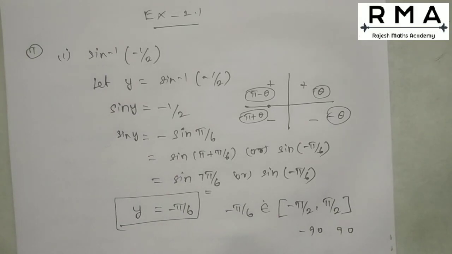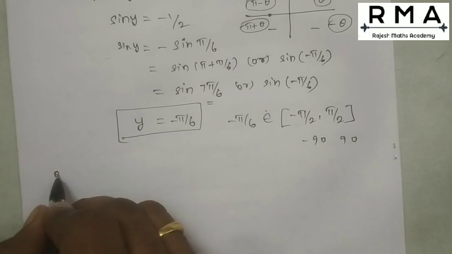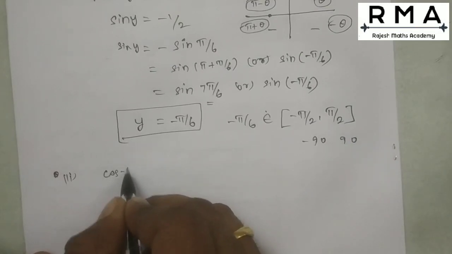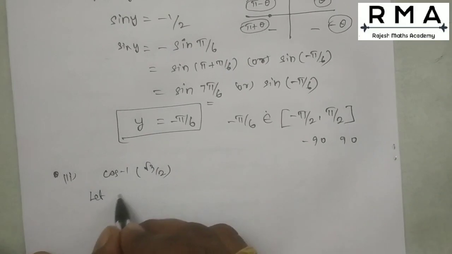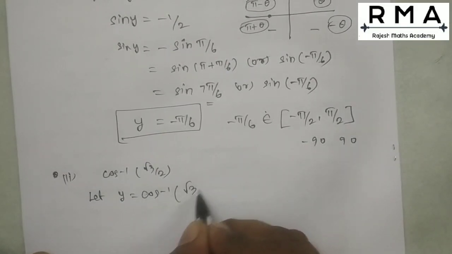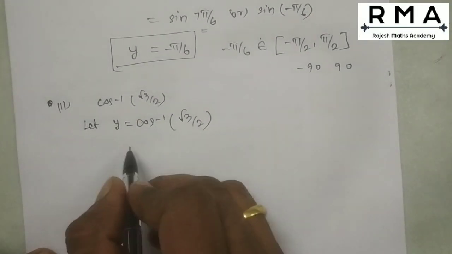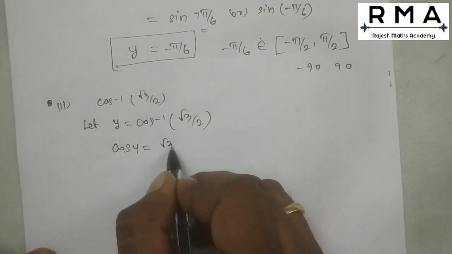Clear? One more problem we will see. See now the question 2. Question 2 is given that cos inverse of root 3 by 2. So I am taking cos inverse of root 3 by 2 equal to y. So let y equal to cos inverse of root 3 by 2. Very easy problem. See that. Suppose now, what is the value of cos y? Cos y equal to root 3 by 2.